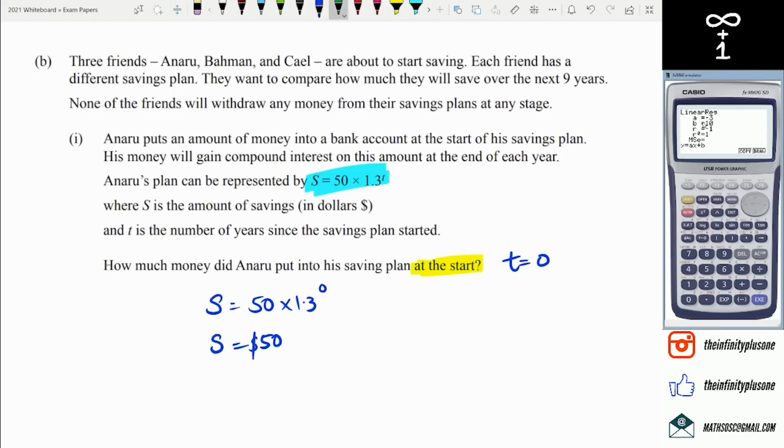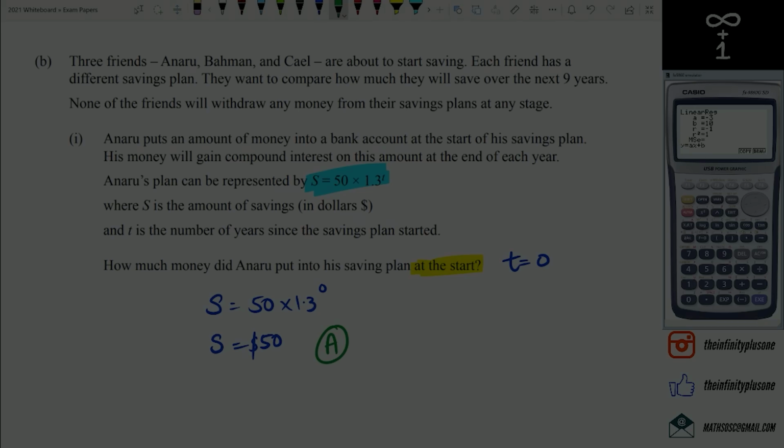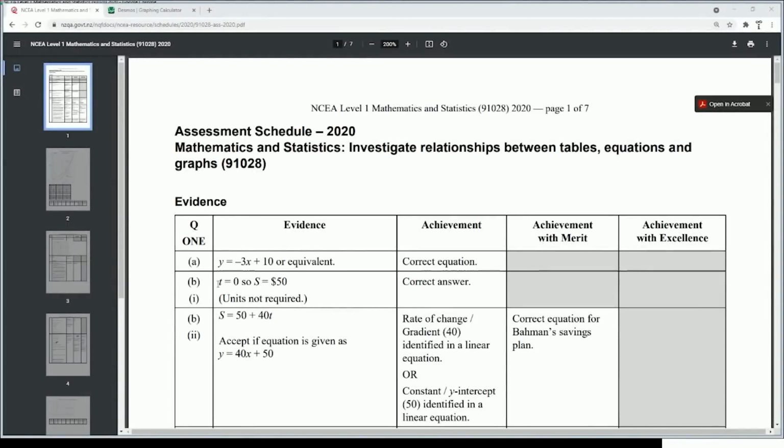And that's basically it for this question. All right, so you get an achieved for this question. It does say that units are not required. Just to show you guys what the answer schedule actually says, as you can see, it says that units are not required. So you can just put it as 50 and you should be good to go.